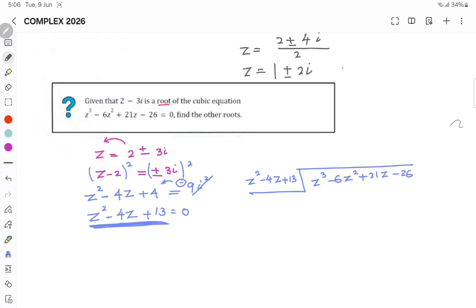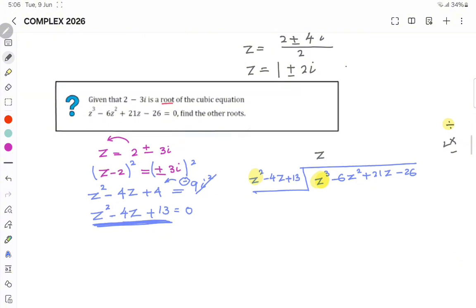To make long division, we have three processes: dividing, multiplying, and subtracting. Always we divide the first term in the dividend by the first term in the divisor. So just do that. Z cubed divided by z squared, it's equal to z. Then multiplying that z by every term here. Z times z squared, it will be z cubed. Z times negative 4z, it will be negative 4z squared. Z times 13, it will be 13z.